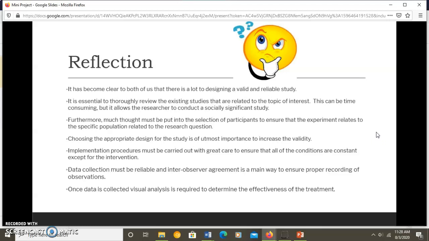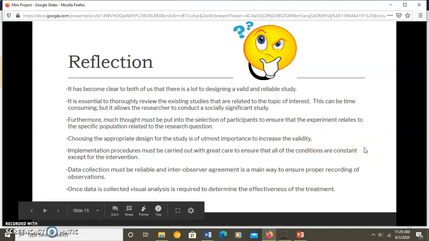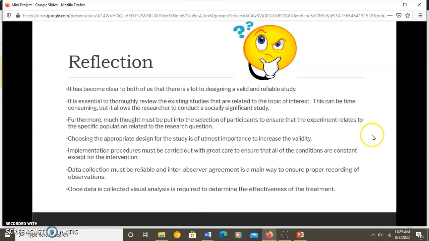You have to choose an appropriate design of the study to increase the validity of your results. The implementation procedures must be carried out with great fidelity to ensure that all of the conditions are constant except for the intervention that you're studying. Your data collection has to be reliable. We have to have good inter-observer agreement. And once you have collected your data, you need to ensure that the visual analysis is effective for this treatment. You want to check the trends, you want to check the rates, and ensure that you're doing it correctly.